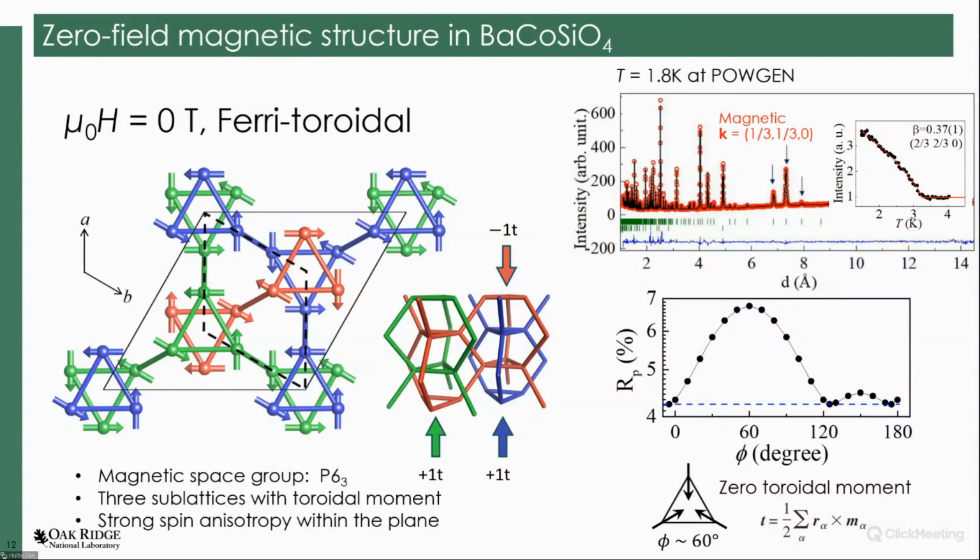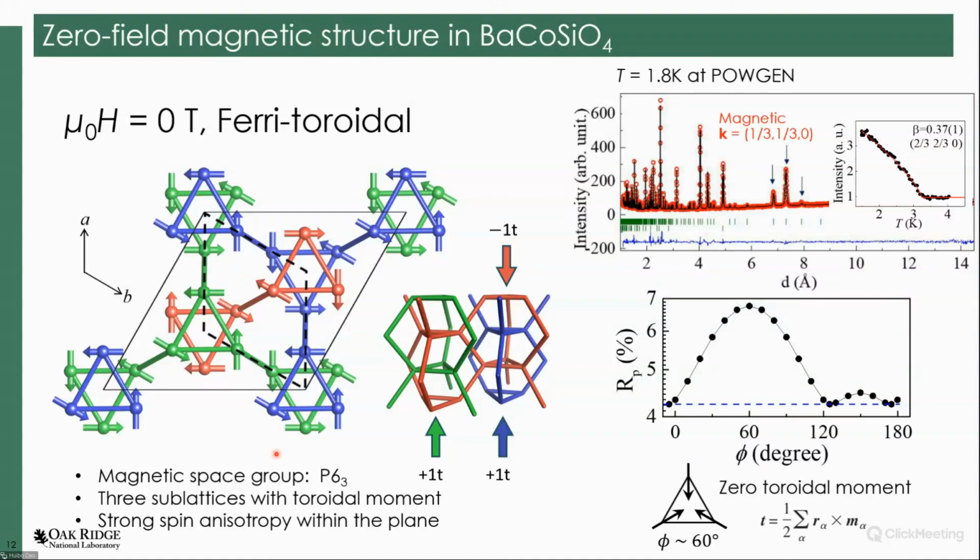Also, there's a structural refinement to show the compound is chiral. To simplify the view of the magnetic structure, we only plot the spin vectors. The dashed line represents the nuclear structural unit cell. One-third order makes the magnetic unit cell three times bigger, so square root 3 by square root 3. That's the magnetic unit cell.